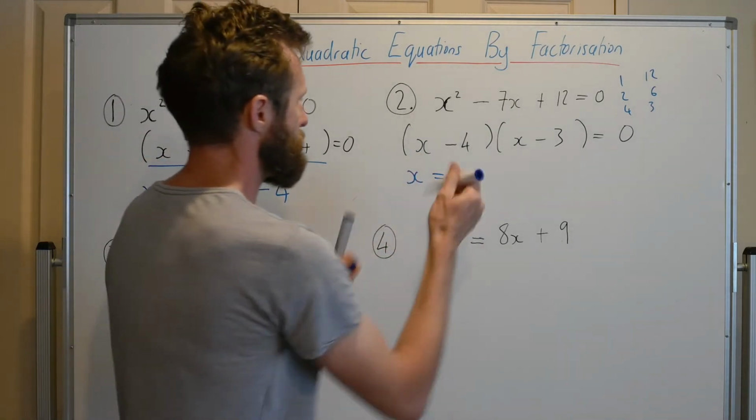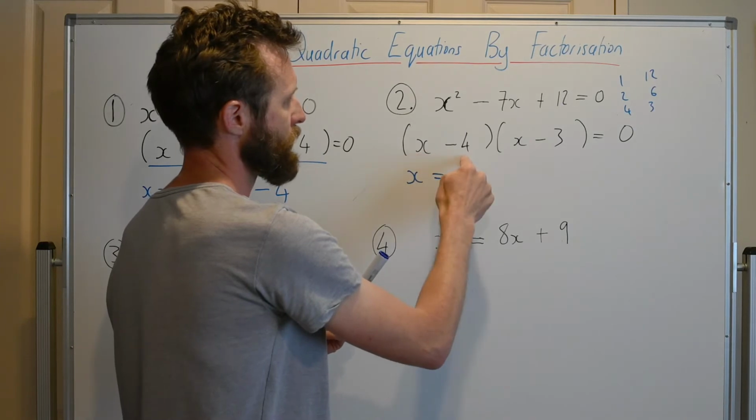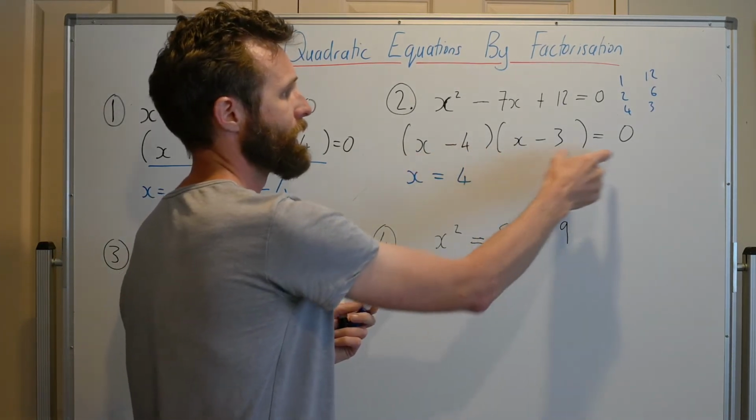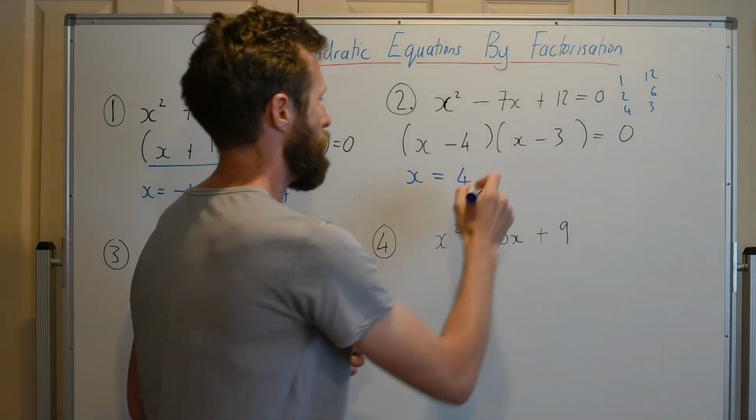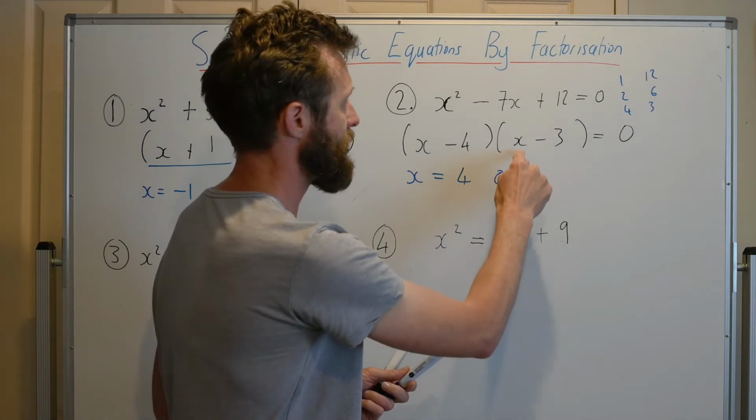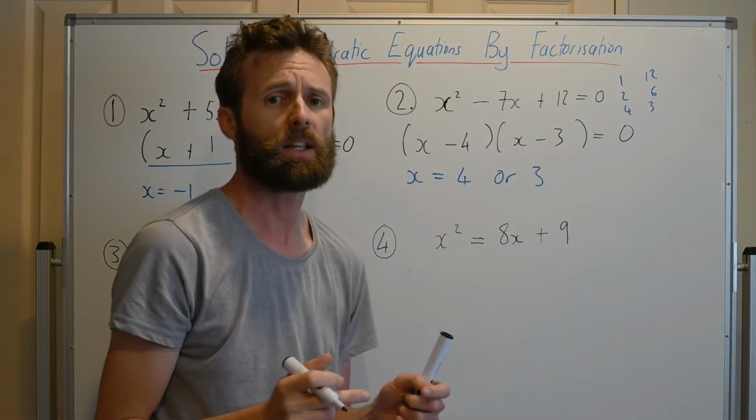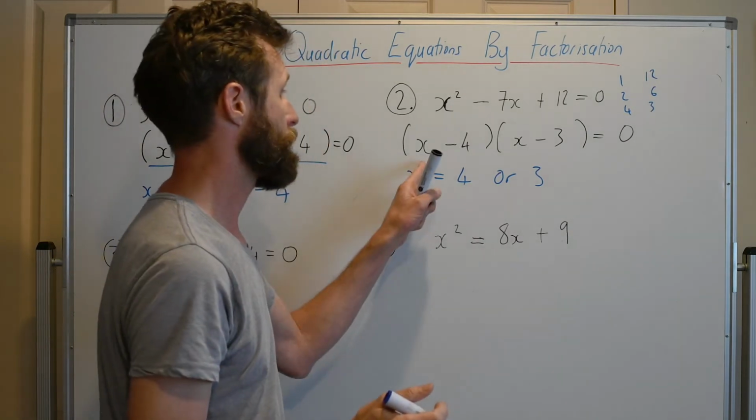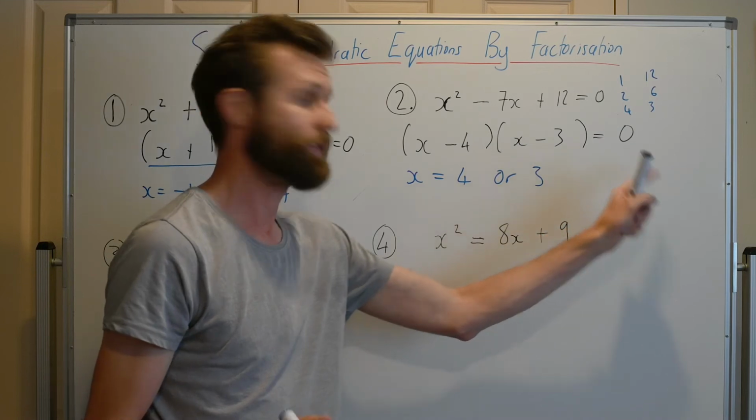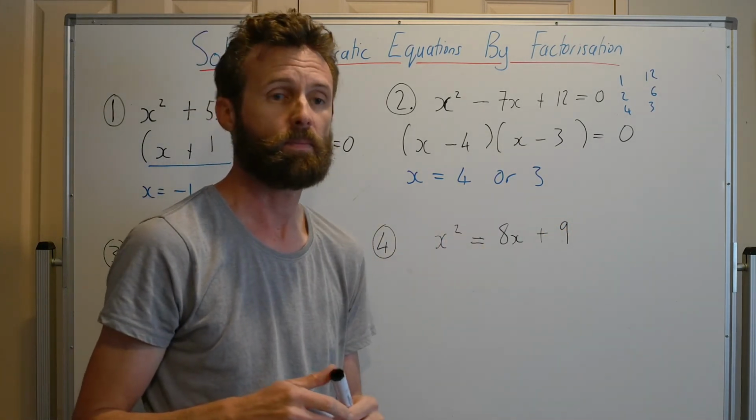So if we make x equal to 4, you can see that this whole bracket here would be 0. 4 minus 4 is 0, and 4 minus 3 is 1, so we'd have 0 times 1 is 0. Or, in this case, we could say x equals 3. Now if x is 3 here, 3 minus 3 is 0. 3 minus 4 is minus 1. Minus 1 times 0 is 0. So those are the two solutions to the equation.